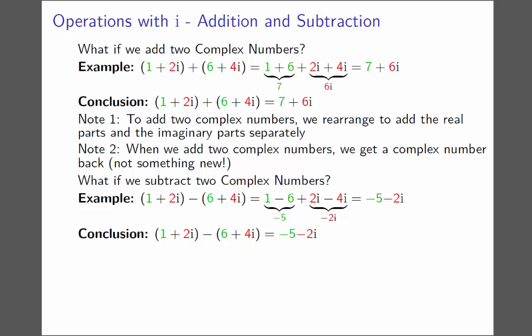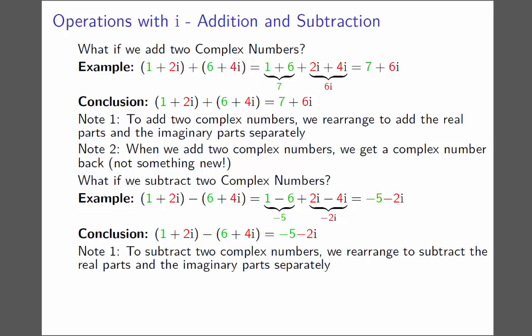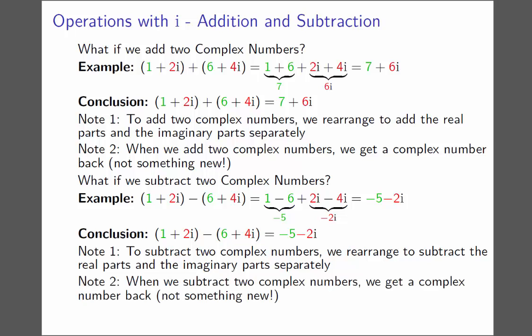So we found that 1 plus 2i minus 6 plus 4i equals negative 5 minus 2i, where we subtracted the two complex numbers by rearranging and subtracting the real parts and the imaginary parts separately. Notice again that when we subtract two complex numbers, we get a complex number back. Again, not some other new number.